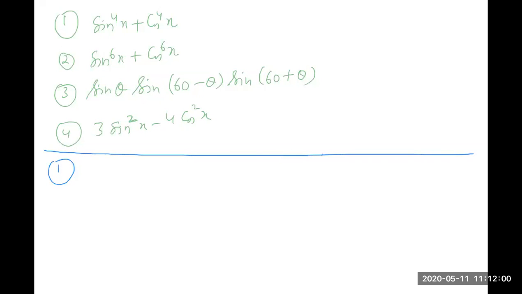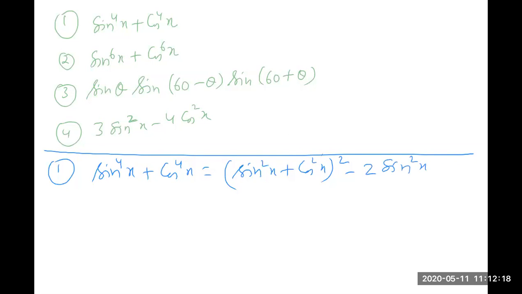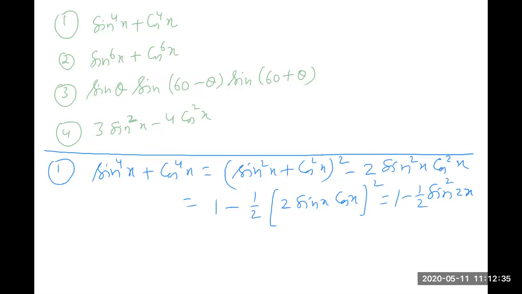See, sin power 4 x plus cos power 4 x can be written as (sin square x plus cos square x) whole square minus 2 sin square x cos square x. So this is 1 minus, I will divide by 2 and multiply by 2, so this is (2 sin x cos x) whole square. So 1 minus 1 upon 2 sin square 2x.